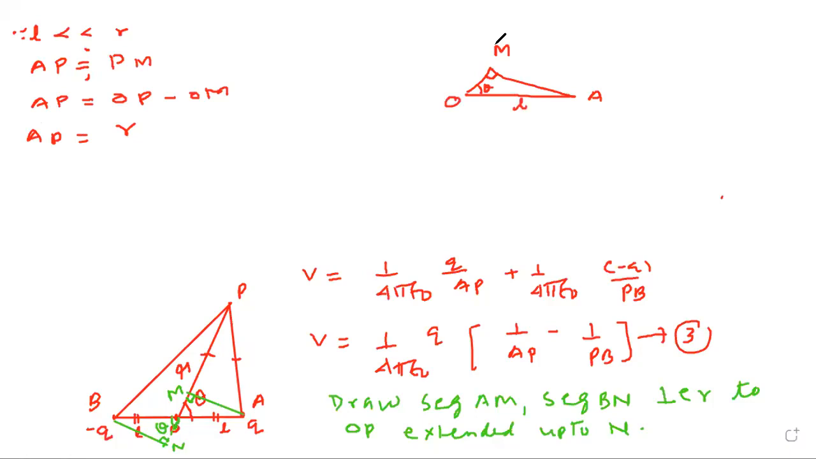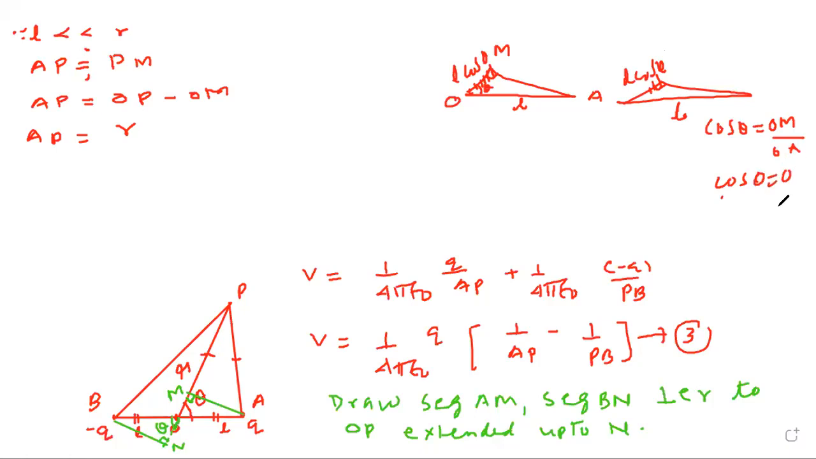This is L. So the side adjacent to theta, OM, will become L cos theta or not? If this is a right angle triangle with 90 degrees, this is called the hypotenuse. So the adjacent side is cos or not? L cos. Cos theta is the adjacent side OM upon OA. So cos theta will become OM upon L. OM is L cos theta, correct or not? Yes, sir. So OM is L cos theta.